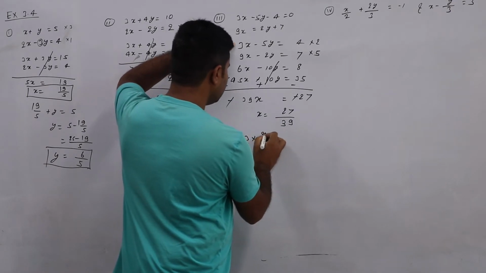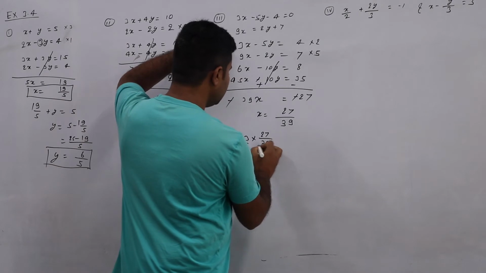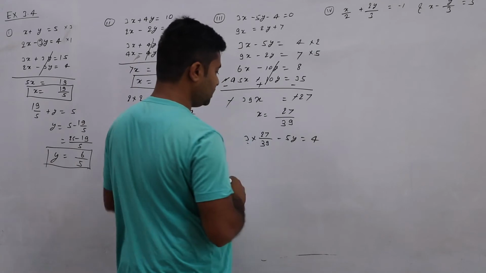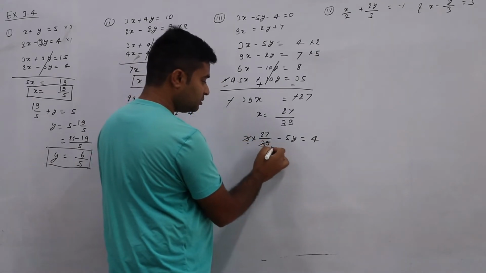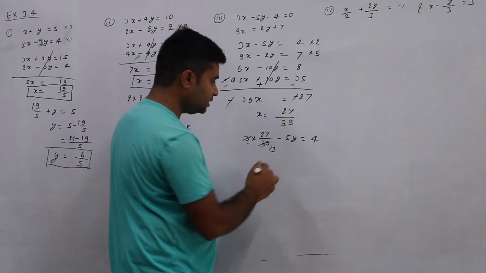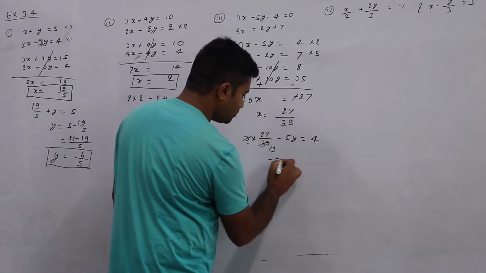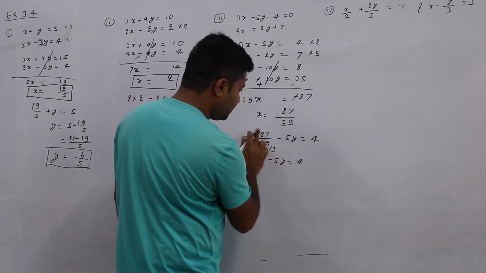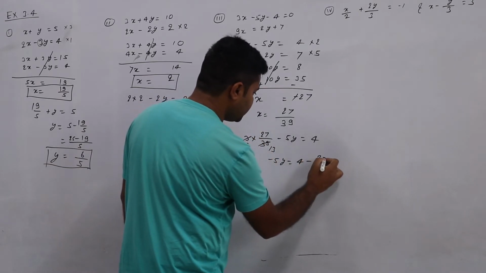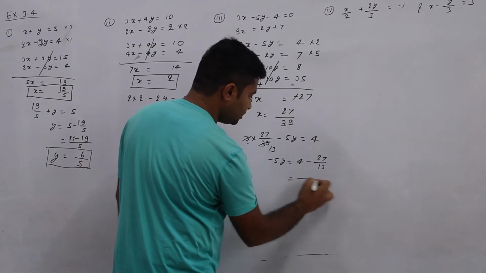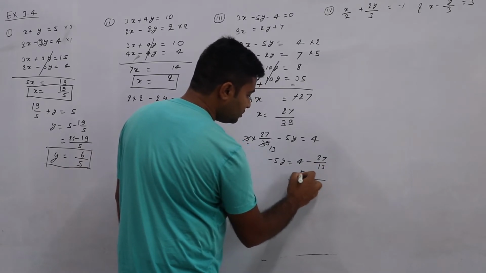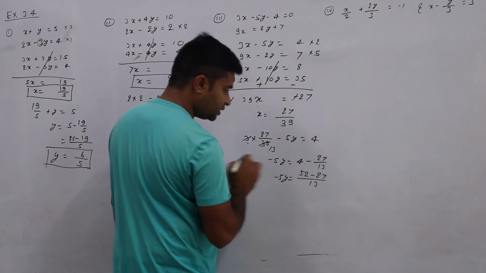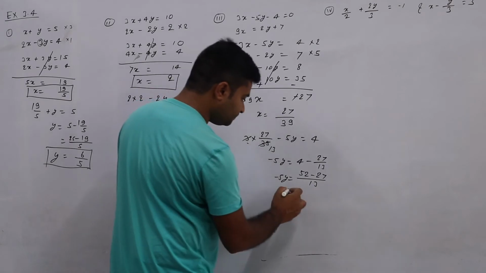So 3 into 27 by 39 minus 5y is equal to 4, right? Here we can cancel 13 threes, yes? And bring this one this side. Minus 5y is equal to 4, and this side plus 27 by 13. So this side minus 27 by 13. Take LCM. 13 fours are 52 minus 27.